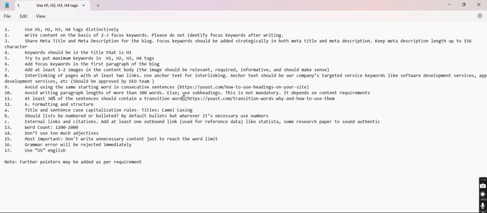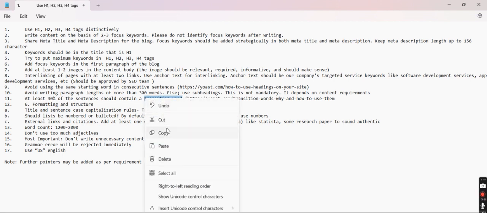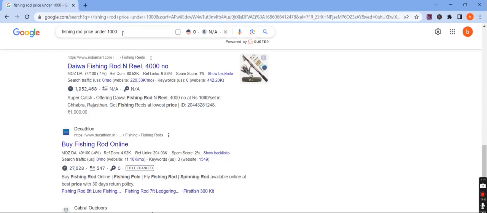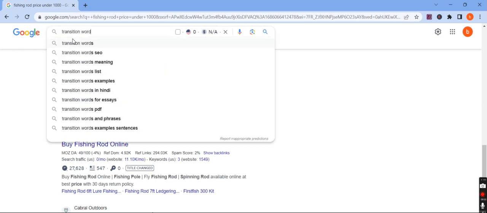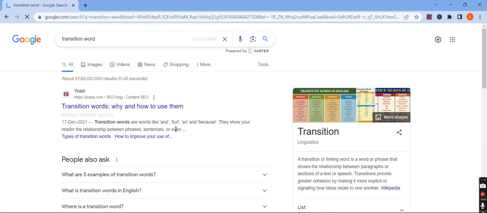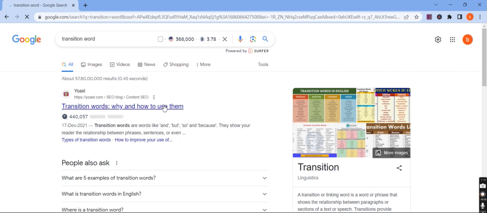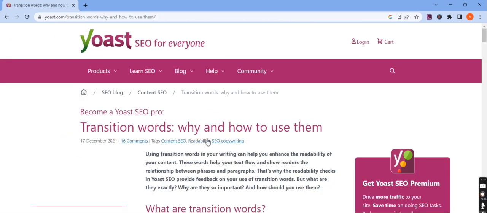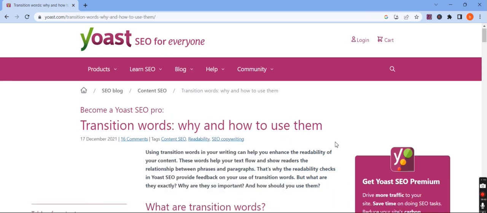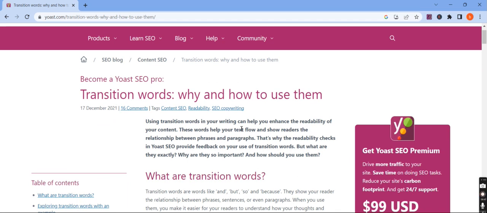So what do you mean by this transition word? Let us understand what a transition word is and how to use them. We go to this Yoast SEO blog. Using transition words in your writing can help you enhance the readability of your content. These words help your text flow and show the readers the relationship between phrases and paragraphs. That's why the readability checks in Yoast SEO provide feedback.